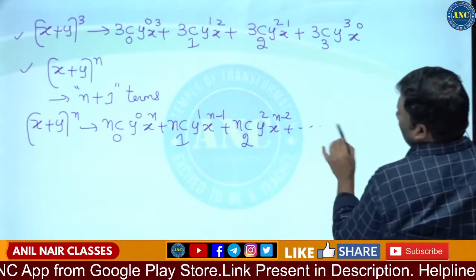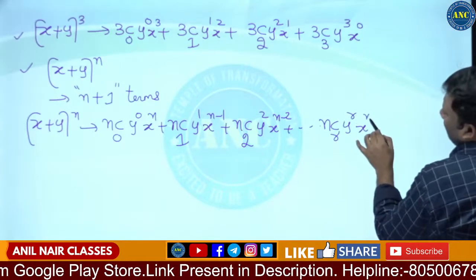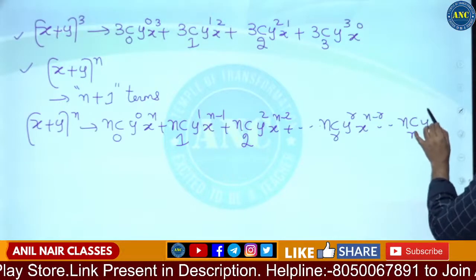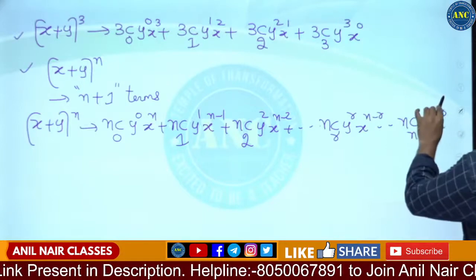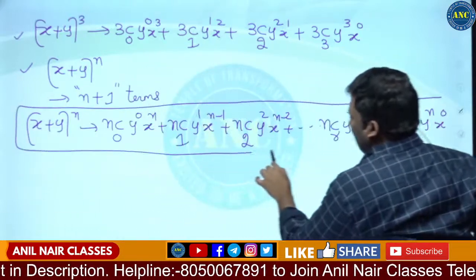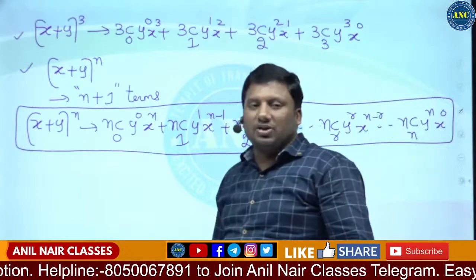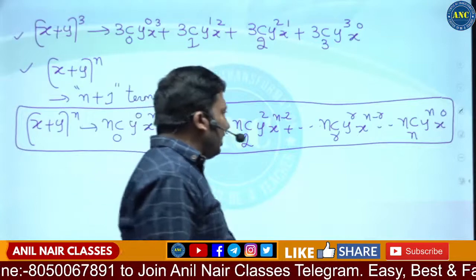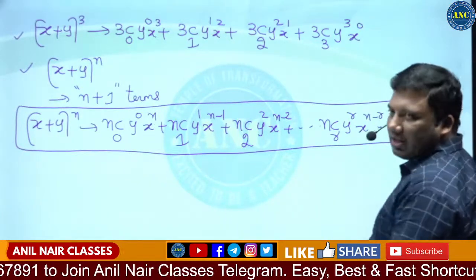And so on up to, I will select r powers of y, y power r, x power n minus r. I will select all n powers of y, y power n, x power 0. I hope this binomial expansion is very, very clear to you. Any doubts? Kindly ask me in the live chat in case you have any doubts.